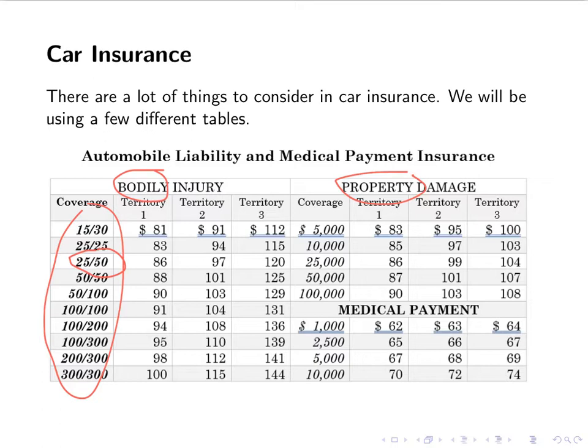Medical, as I said, pays for you, again assuming that you're the one causing the accident. That's 1,000, 2,500, 5,000, and so on. Just like with the fire insurance, we have the territories. Territory 1, territory 2, territory 3 just deals with where you live or where you park your car.